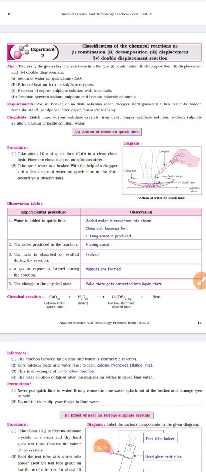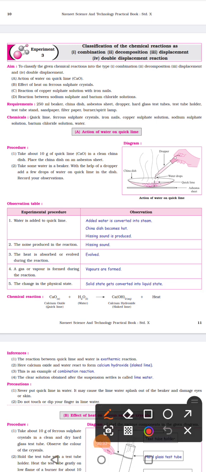Today in this video we will discuss experiment number 3 of Science 1 and what to write in the board practical exam. Experiment number 3 is the classification of chemical reactions as combination, decomposition, displacement and double displacement.